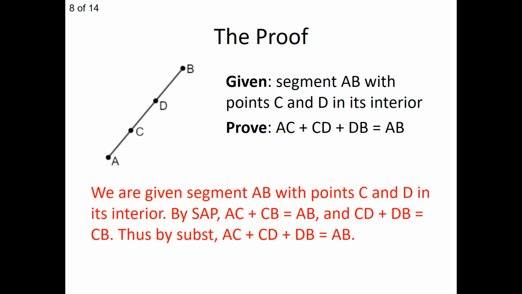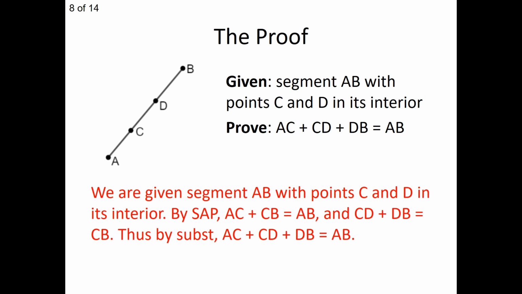So I have this segment AB with 2 points on the interior, C and D, which means I have 3 subsegments. What we're going to prove then is that the sum of those 3 subsegments equals the whole segment. And it's very simple. You'll see down in the red text, this is the proof, and I did paragraph form on this one. So we are given segment AB with points C and D in its interior.